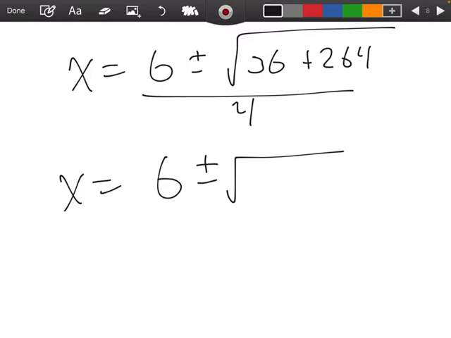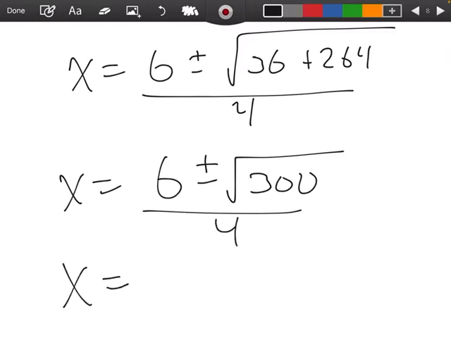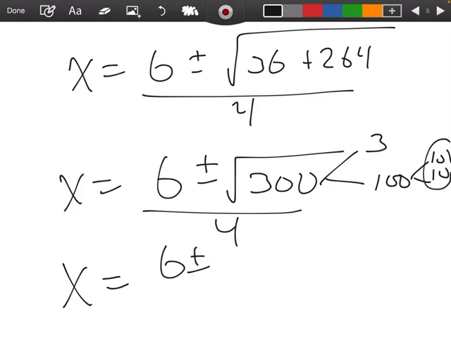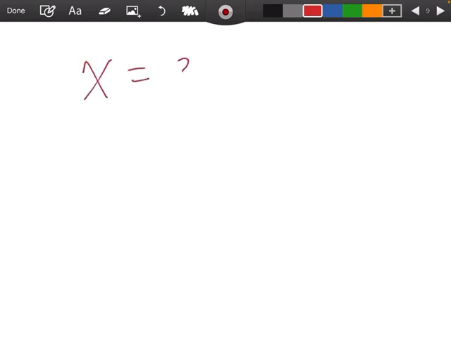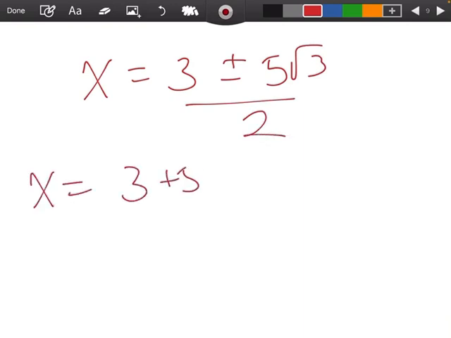So x equals 6 plus or minus, guys, the square root of 300. I can think of 3 and 100, and 100 is 10 and 10, and square root means I'm grouping in terms of 2. So that'll be 10 square root of 3 over 4. And then I'm going to reduce this number and that number all by 2. So that's going to be 3 plus or minus 5 square root of 3 over 2. So x equals 3 plus or minus 5 square root of 3 all over 2. Okay, so look, y'all, remember, I really have two answers here: 3 plus 5 square root of 3 over 2, and 3 minus 5 square root of 3 all over 2.